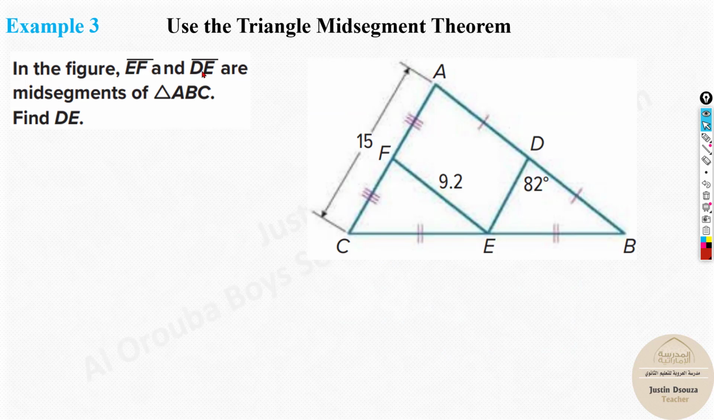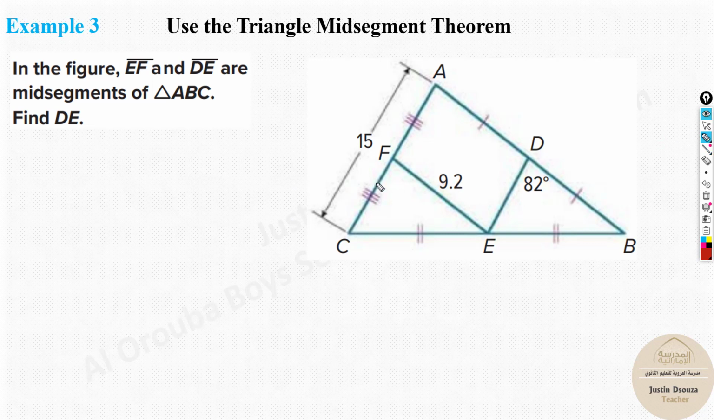Example 3. In the figure, you can see EF and DE are mid segments of triangle ABC. We need to find DE, this one. So here, first of all, we need to see what dimensions are given. The figure is already given. Only these are the dimensions which we know. Mid segments: we have done mid segments even before, and the formula was very simple. It's always the smaller length will be half of the bigger length. So that's what we need to remember.